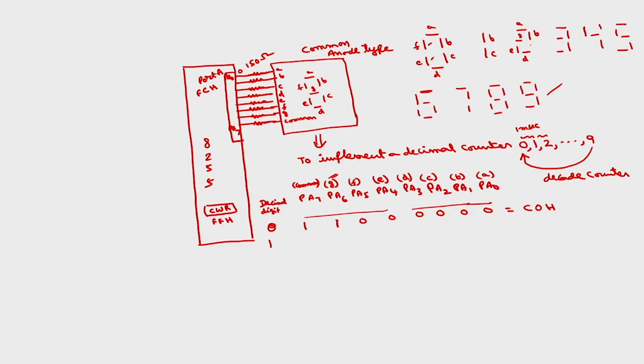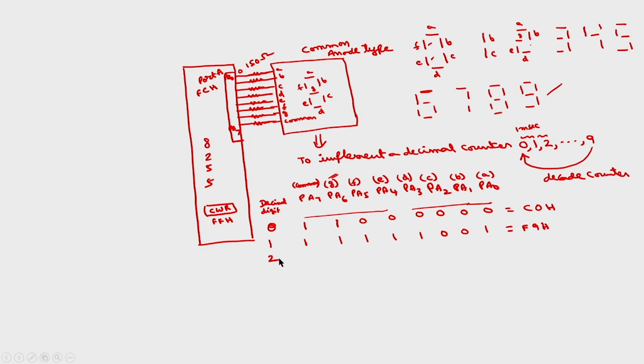Similarly, you obtain codes from 1 up to 9. This will always be 1 because this is common anode type. To display 1, I only want to glow B and C, and the remaining all have to be 1. So B and C should be 0, and the rest will be 1. What is the code? F9H.